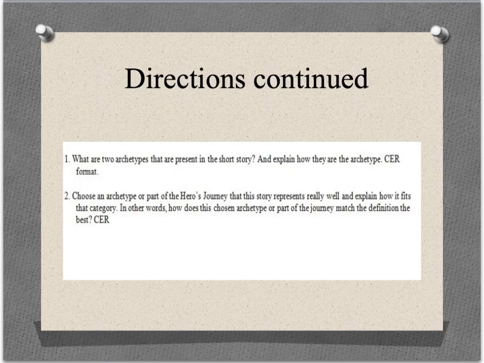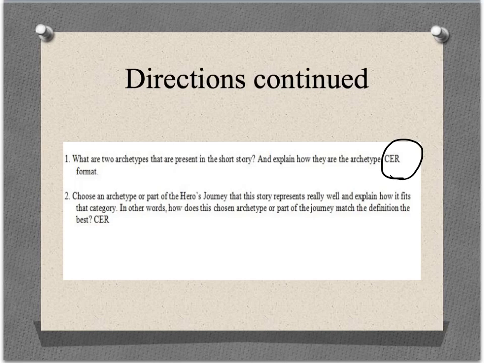The next part is you have 2 short answers. What are 2 archetypes that are present in the short story, and explain how they are the archetypes. So if you say there's a damsel in distress, then you need to explain how it is a damsel in distress using the CER. You are going to have evidence from the story. Then you're going to choose an archetype or part of the hero's journey. So you could say that this ordinary world is the best ordinary world according to the definition. And that when you look at that definition, boom, you think of this story. And you're going to explain how it fits the category.